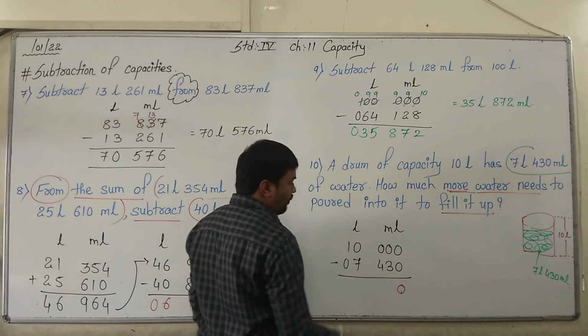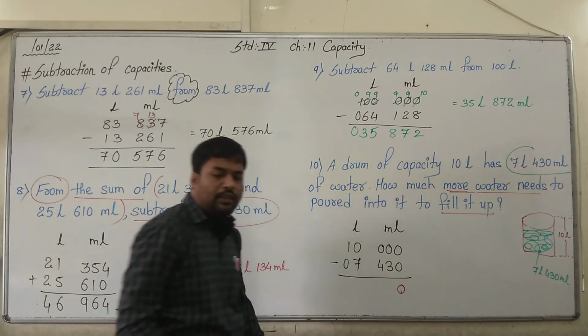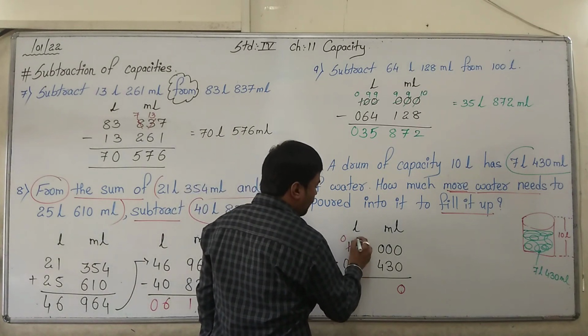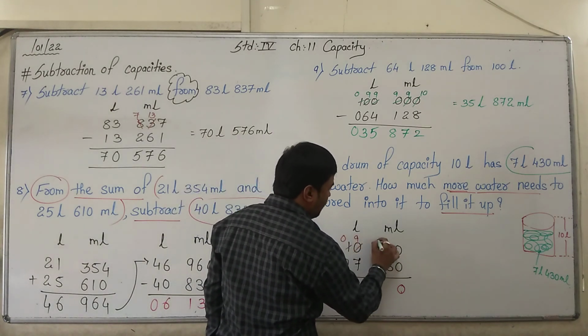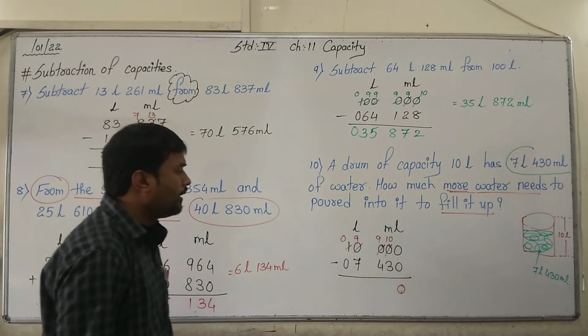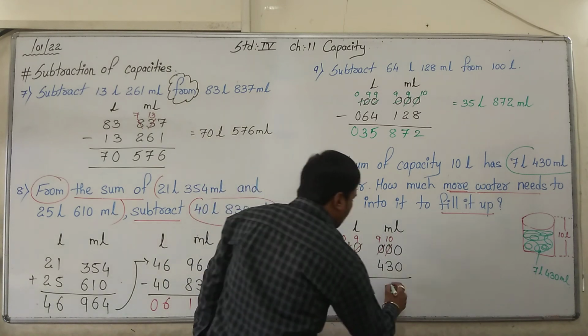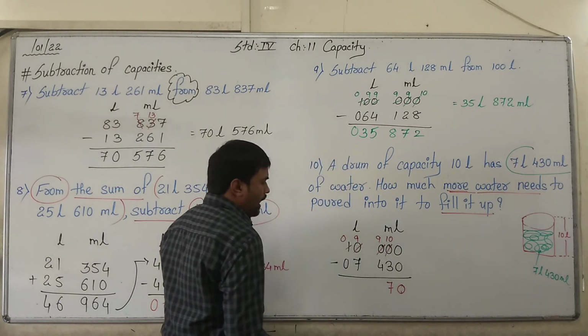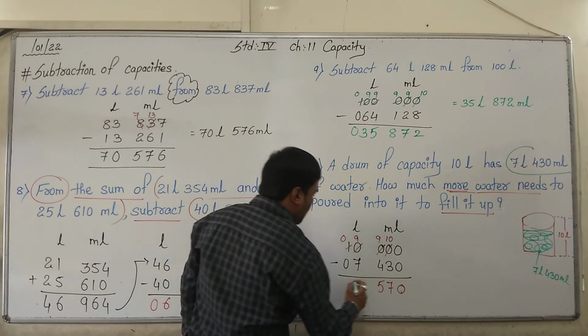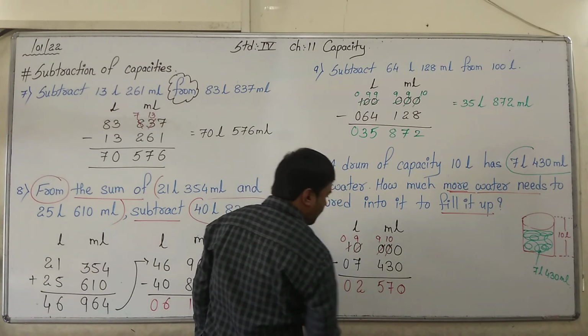0 minus 3 is not possible. I can't borrow anything from 0, so I have to move to the 1. 1 will become 0. Again this 0 will become 9, and this last 0 will become 10. 10 minus 3, that will be 7. 9 minus 4, that will be 5. 9 minus 7, it will be 2, and 0.